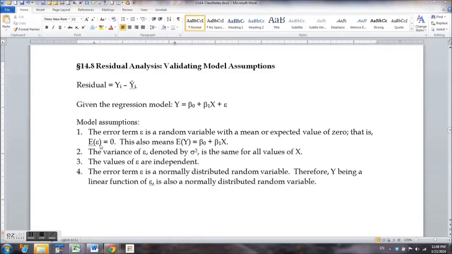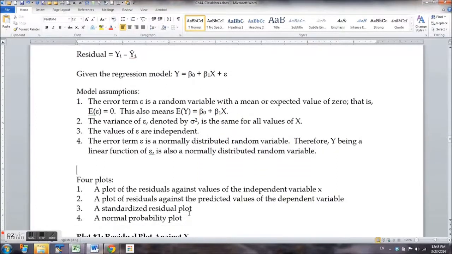So we have 4 assumptions. The expected value of the residuals is equal to 0. The variance of the error term remains constant for all values of x, and the e's are independent, and the e's follow a normal distribution. We can prepare 4 different plots. 3 of them are about the residuals.